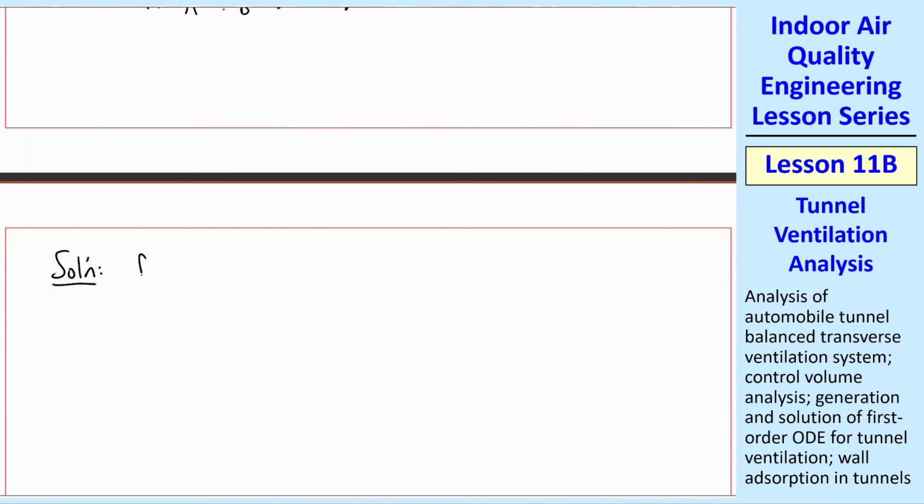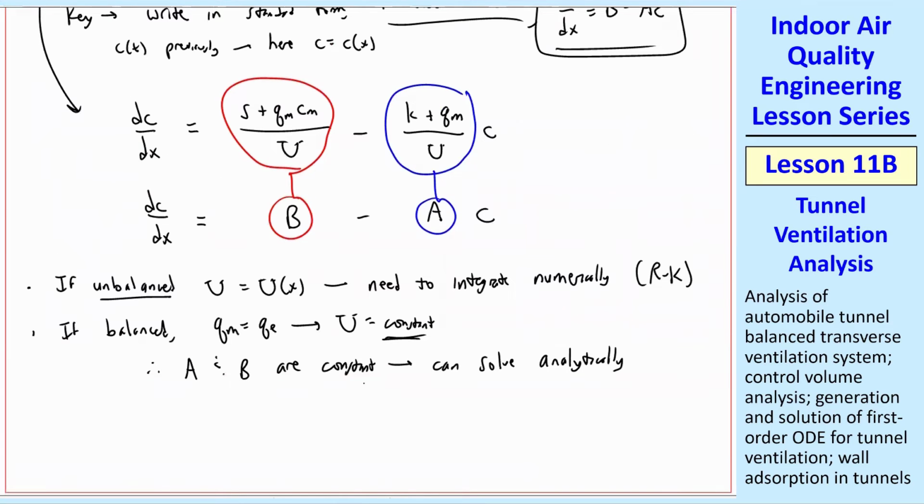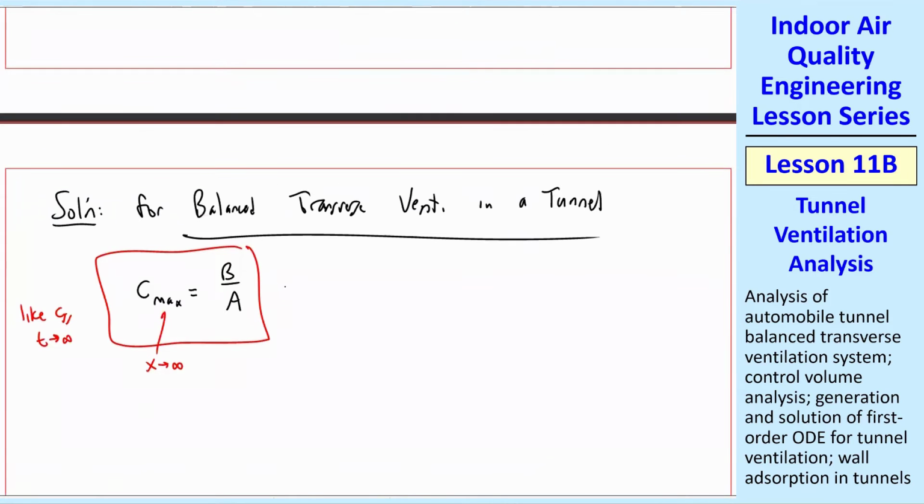So this is the solution for balanced transverse ventilation in a tunnel. C max equal B over A. When we were doing rooms, we would call that CSS. When T goes to infinity, well, this is now C max when X goes to infinity. And so plug in A and B. From here, the U's will cancel, just like the volumes used to cancel in our previous problems, room ventilation. So C max turns out to be little s plus QM CM divided by little k plus QM.